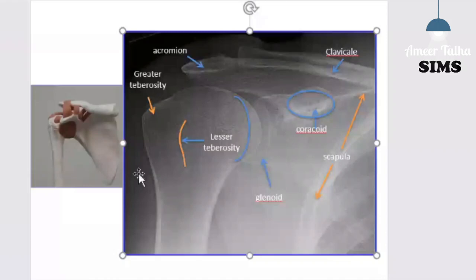So if it is encircling this part of the bone, you will write as surgical neck of the humerus, while this one, which is a constriction between the head and the upper end of the humerus, that is known as the anatomical neck. This area is known as the anatomical neck. This is known as the surgical neck of the humerus.